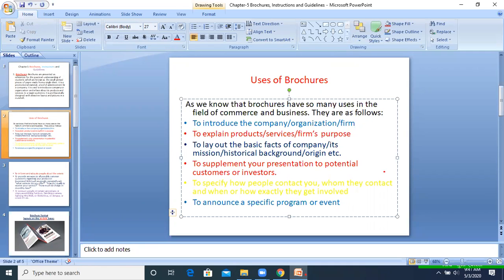They are as follows. They means here uses of the brochure. Okay, don't get any confusion here. What are the uses of the brochure? I'm going to list out here point wisely.